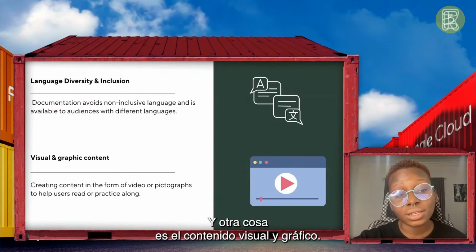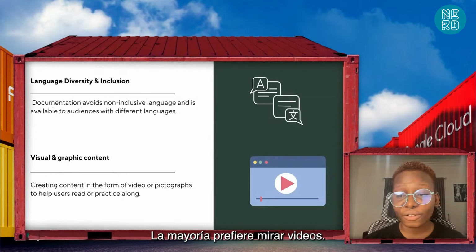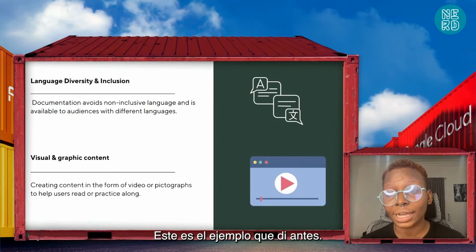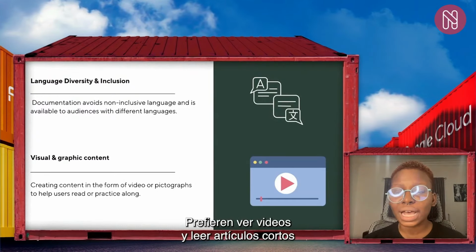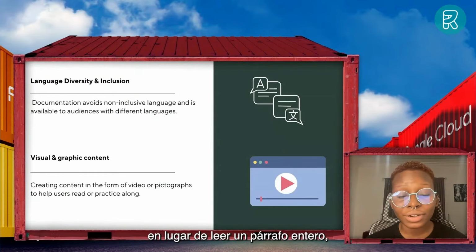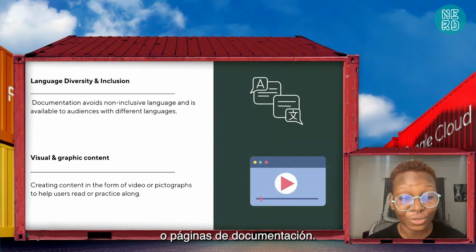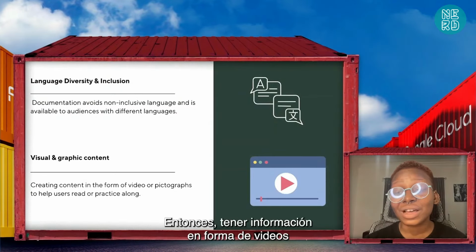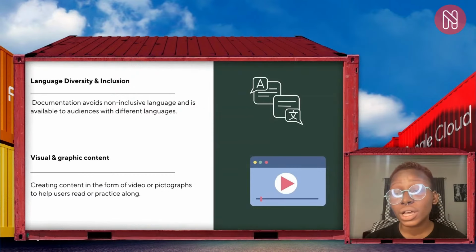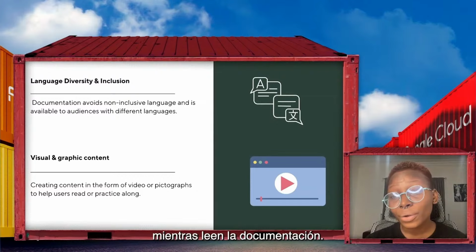And then another thing is the visual and the graphical content. Nowadays, the majority of people prefer watching videos, like the example and the instance I gave earlier. We prefer watching videos and reading short articles rather than reading an entire paragraph and pages of documentation. And so having your information relayed in the form of video would help so many users to read and practice along while going through a documentation.